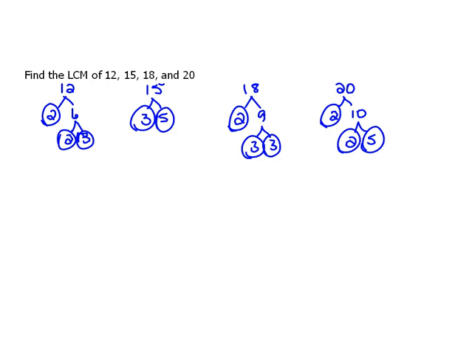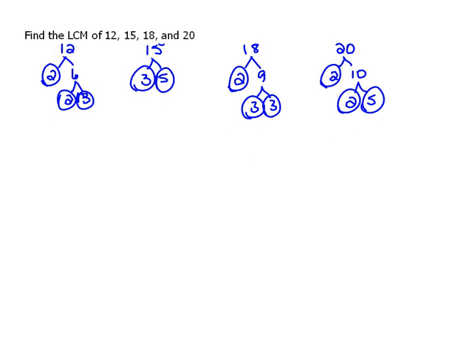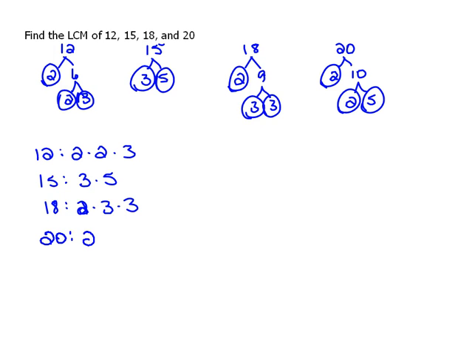So remember, our first step, I guess you should say, would be to write out the prime factorization of each number. Now our next step is to write those out neatly. So for 12, that was 2 times 2 times 3. For 15, it was 3 times 5. For 18, it was 2 times 3 times 3. I'm not writing that out very neatly. And now for 20, it would be 2 times 2 times 5.